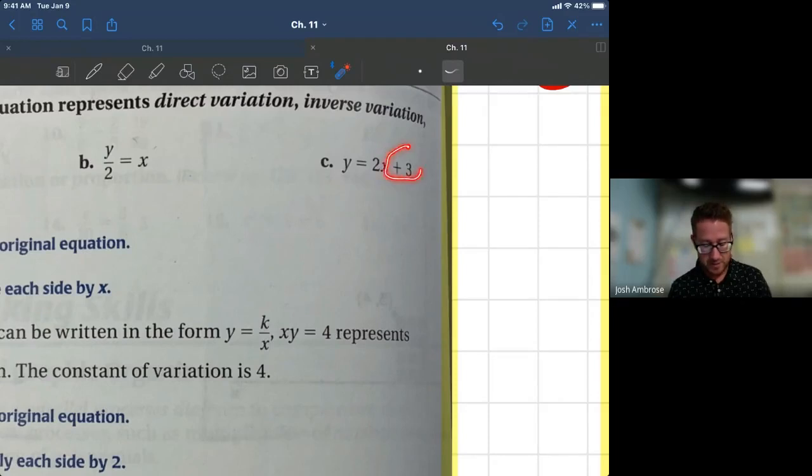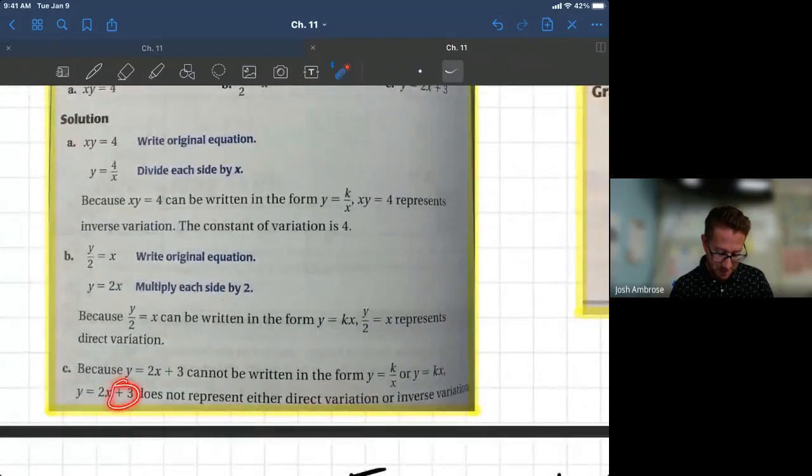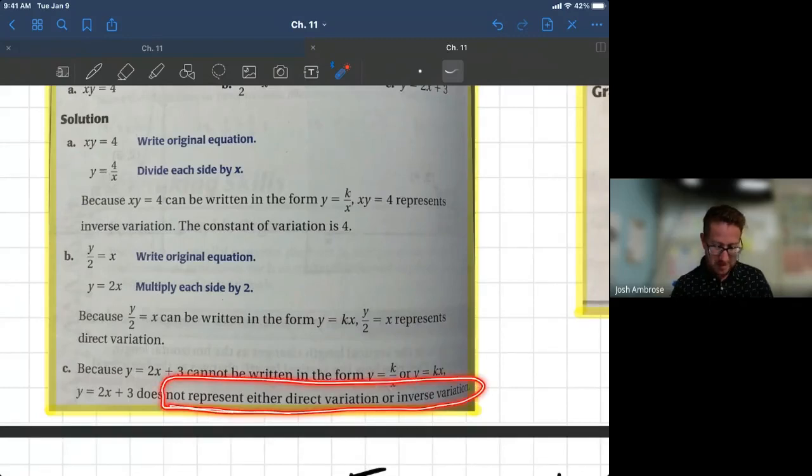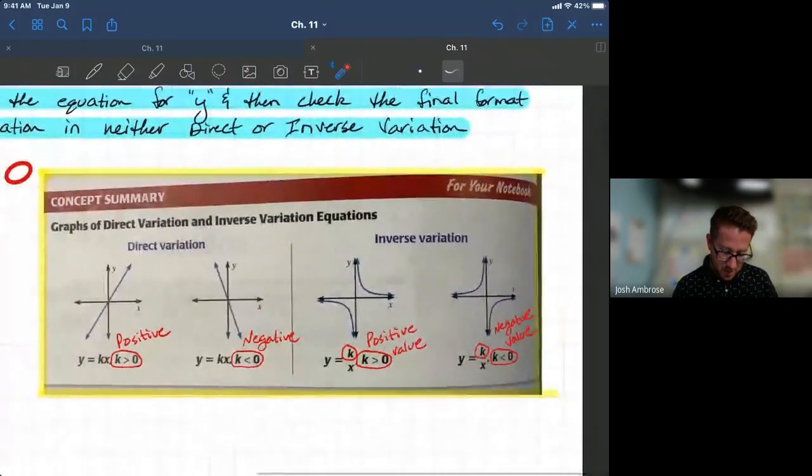This +3 changes everything. Therefore, that +3 is not representing either format. So it does not represent either. So it's a neither for that one.